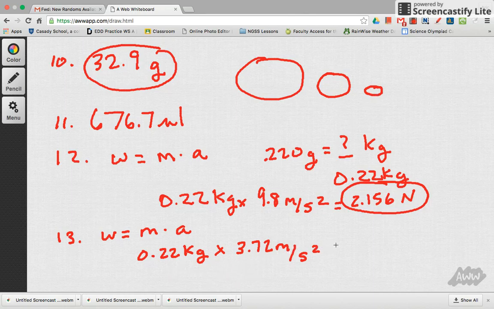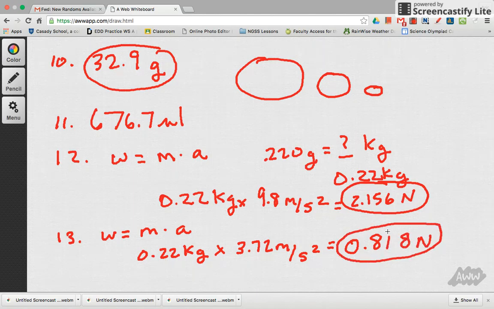All right, so we now just multiply these two numbers together, and you're going to get a force of 0.818 newtons. And if we do a common sense check, it weighs less on Mars than it does on Earth, and that's what we would expect to be the case. So that moves us to the last problem.